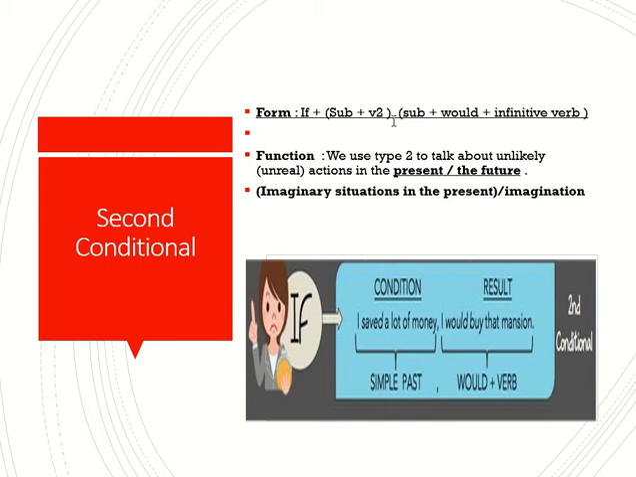Look at this example. If I saved a lot of money, I would buy that mansion. I would buy that impressive house. So this is just a type of imaginary situation. It's unlikely to happen or something which is unreal.